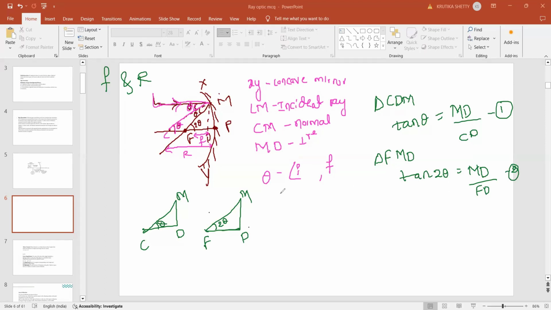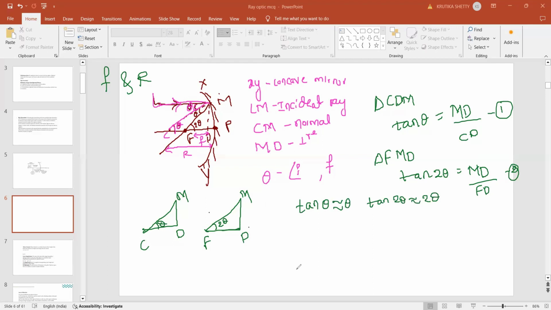So from these two triangles, we have written MD by CD and MD by FD. Whatever the angles in the figure, those are very small angles. Therefore tan theta is nearly equal to theta, and tan 2 theta is nearly equal to 2 theta, because those are very small angles. As the rays are very close to the principal axis, we can consider the angles to be very small.